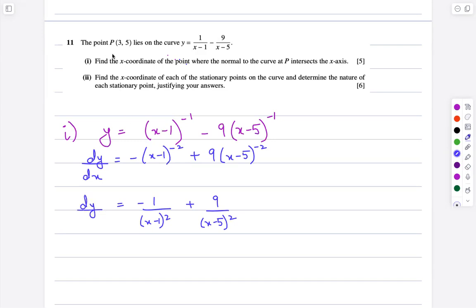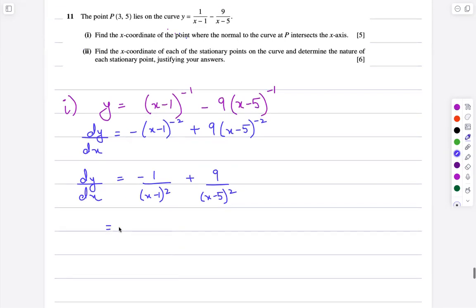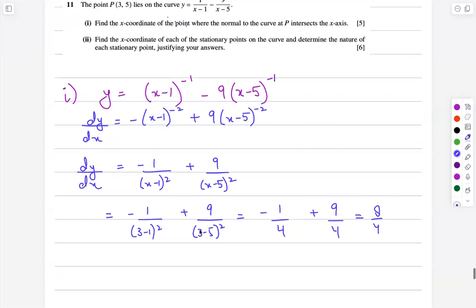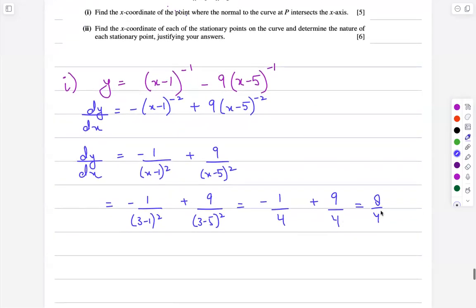Now, as the point P has x coordinate 3, we can substitute x = 3 here. So this will become −1/(3 − 1)² + 9/(3 − 5)². Simplifying, this will become −1/2², which is 4, plus 9/(3 − 5)², which will be 4. So −1 plus 9 is 8, 8/4. So the gradient will be 2.